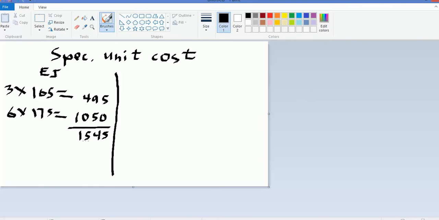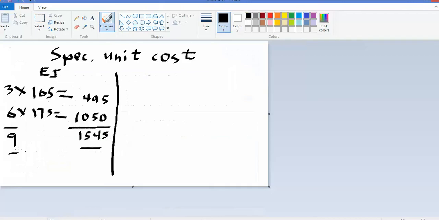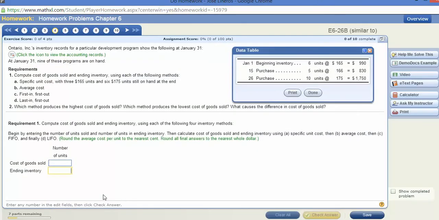So this helps you. Keep careful note that this is 9 units, right? You kept 3 at 165, 6 at 175. So here's your units, here's your dollars. So number of units in ending inventory is 9 units. Okay? Now let's switch over to cost of goods sold.